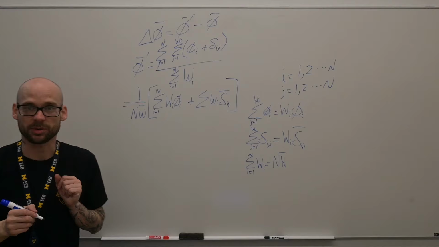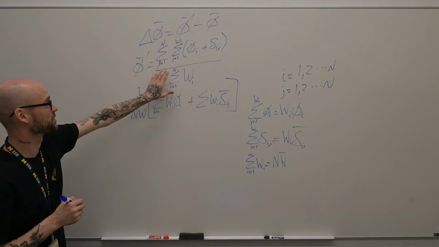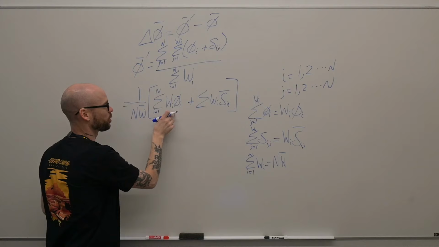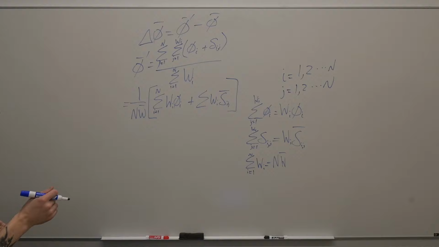Again, all we've done is take this n w bar and move it over here. It's the same thing. So 1 over n w bar is then equal to, we have to keep the outside summation, we've just simplified the inside summations as these two terms. So that's a little bit simpler, a little bit more manageable.